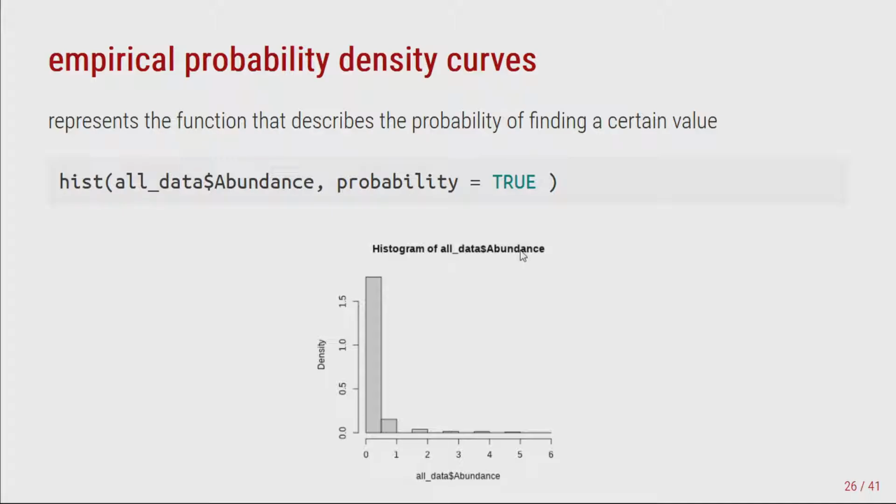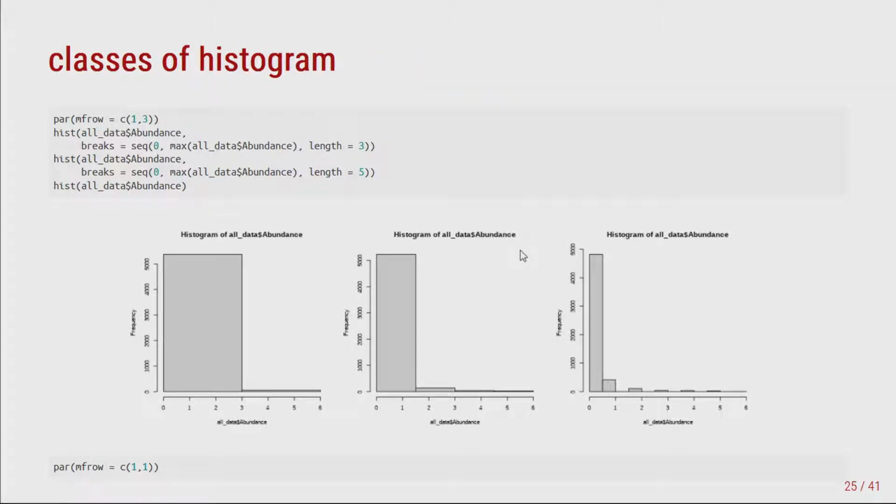Yeah. The length, can you go back? Yes, the length is 3, right? But I just count 2 bars. Yes, the length is the limits. So we have 3 numbers, we will have 2 intervals. Oh, okay.